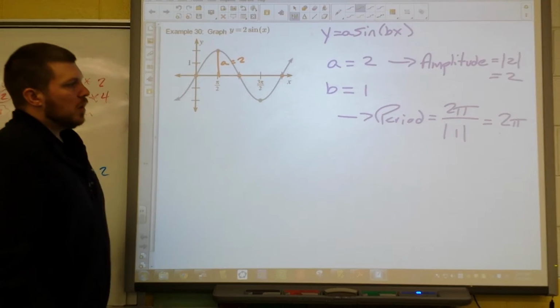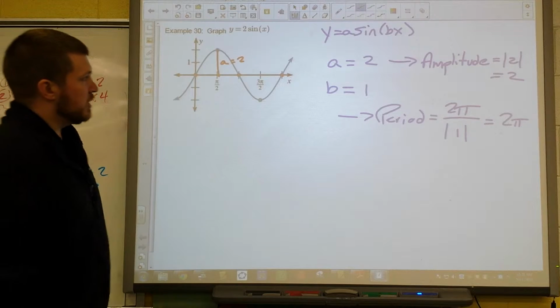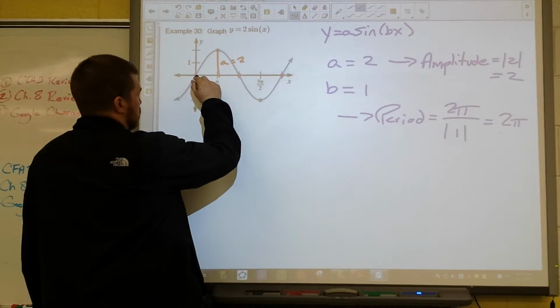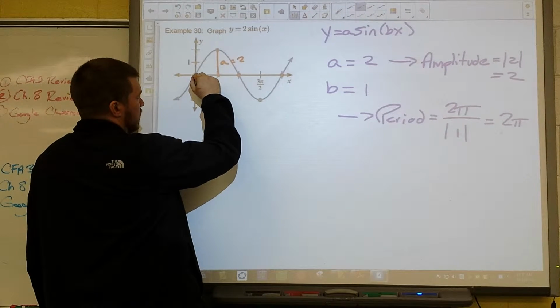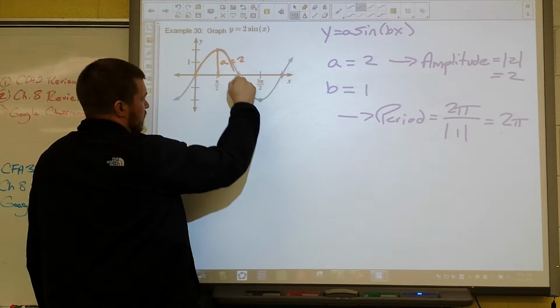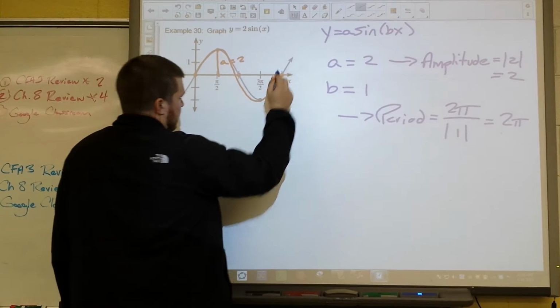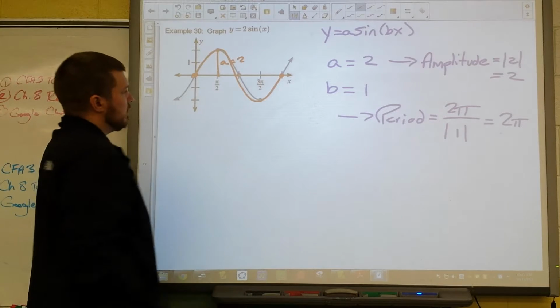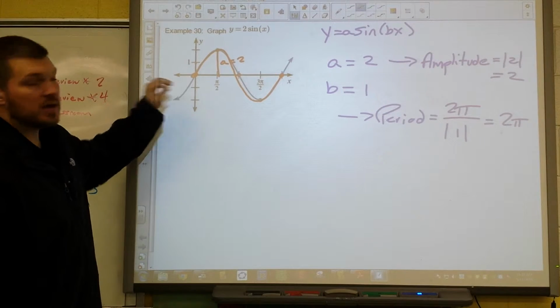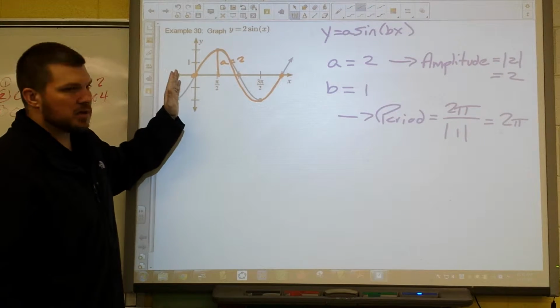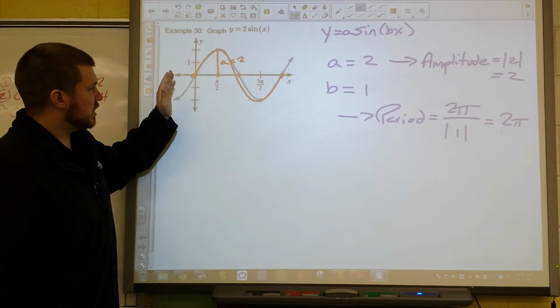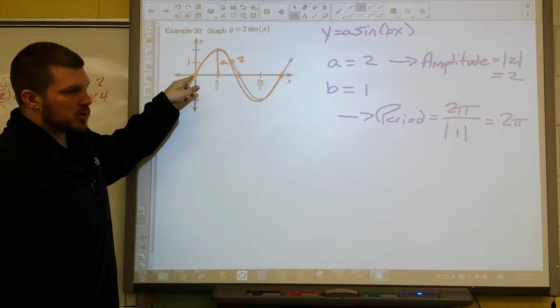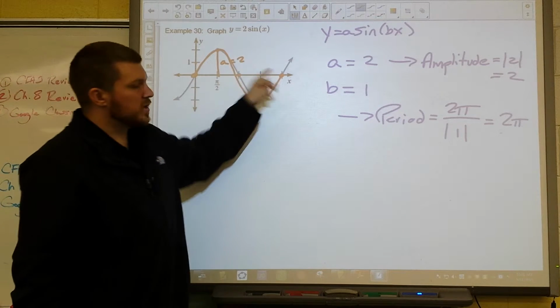We also know that the period is 2 pi, so that means we start at 0, 0, just looking at it, and we go all the way out to 2 pi. So that's one cycle of the wave. And that kind of makes sense because, again, since it's sine and there's not been any horizontal or vertical shifts, then we know that it starts at y equals 0, and it finishes at y equals 0.